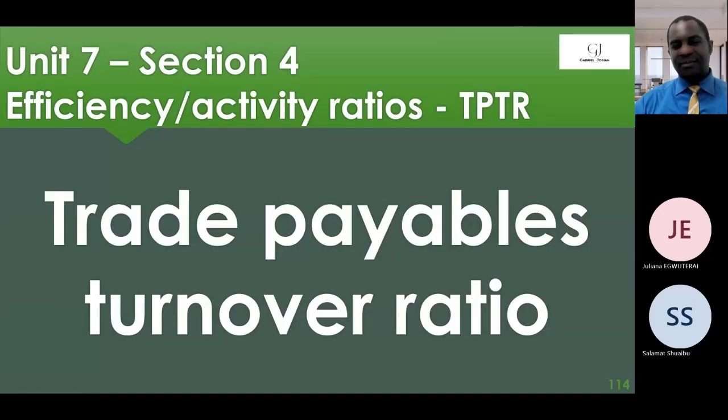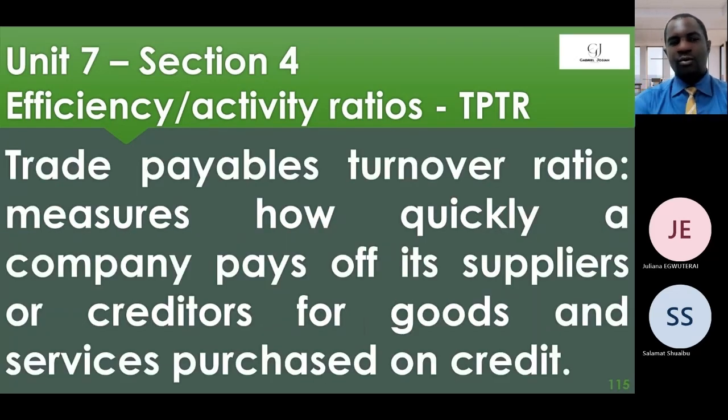Okay, so let's look at the trade payables turnover ratio and let's take it fast. It measures how quickly a company pays off its suppliers or creditors for goods and services, just the same way as the trade payables payment period. Receivable, no, not receivables. This one is payables now.